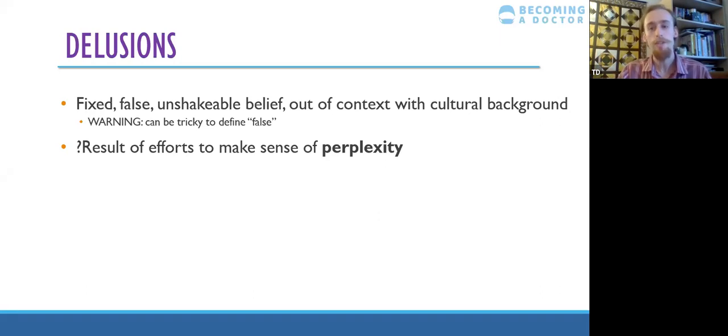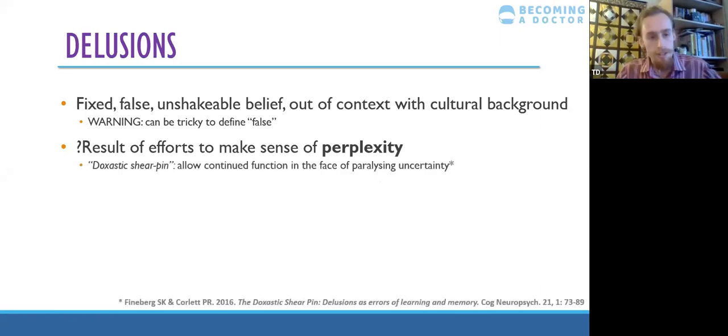And maybe the delusion isn't the primary disease process. The primary disease process is this perplexity, and the delusion is an adaptive response, the brain trying to make sense of that. This is an interesting theory. A shear pin, a wonderful phrase I encountered to describe delusions, is a part of a mechanism that's designed to break deliberately if the mechanism is put under enough stress, and it prevents the whole machine from breaking.